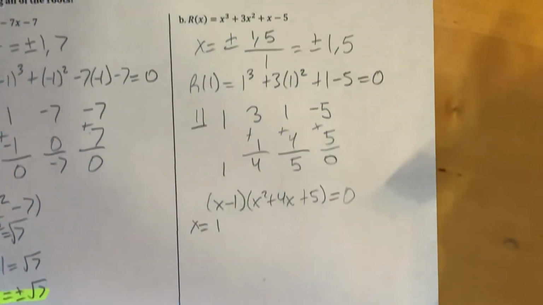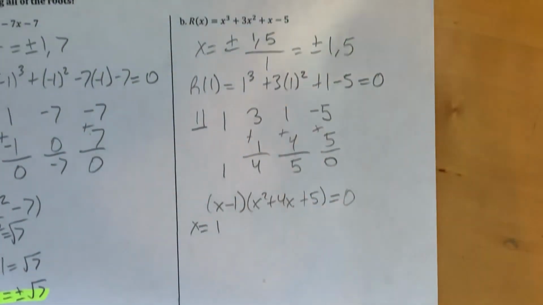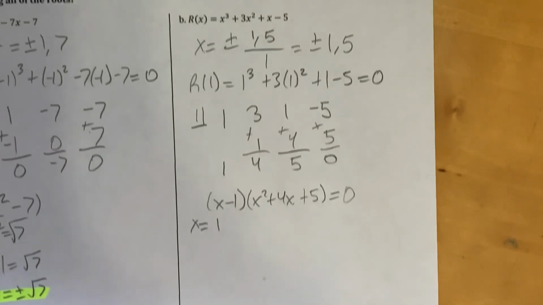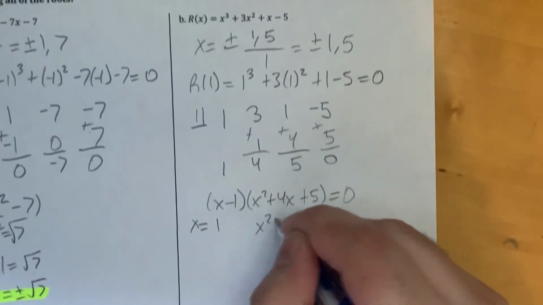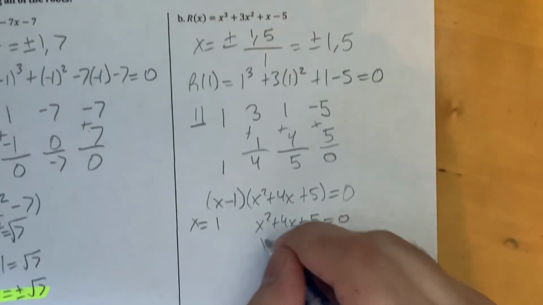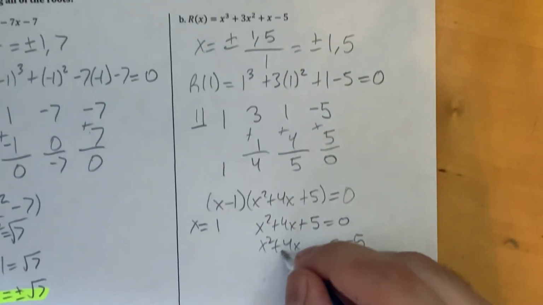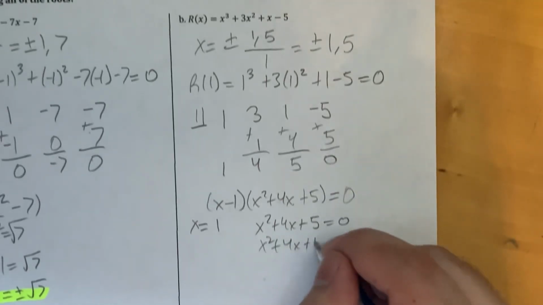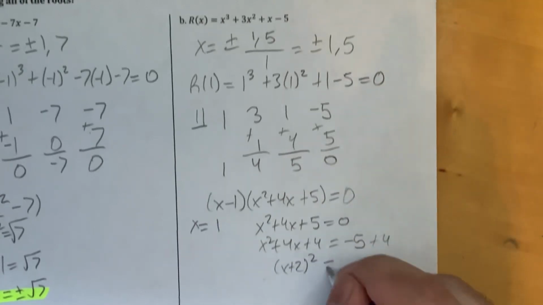How about x squared plus 4x plus 5? Are there any factors that we could break it down to get more? No. So do you want to use the quadratic formula or completing the square? I'm going to complete the square. It's easier. So x squared plus 4x plus 5 equals 0, which gives x squared plus 4x equals negative 5. I'm going to take half of 4, which is 2, square that, and add 4 to both sides. So I get x plus 2 squared equals negative 1.